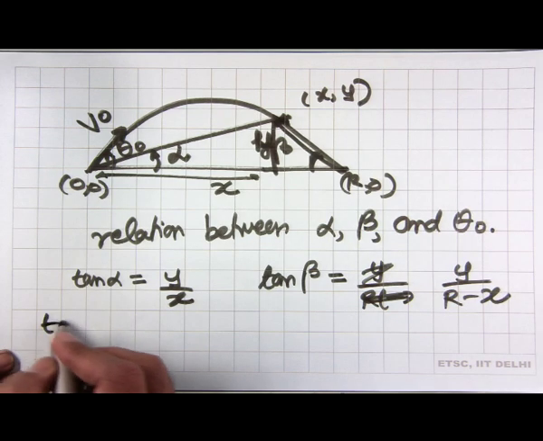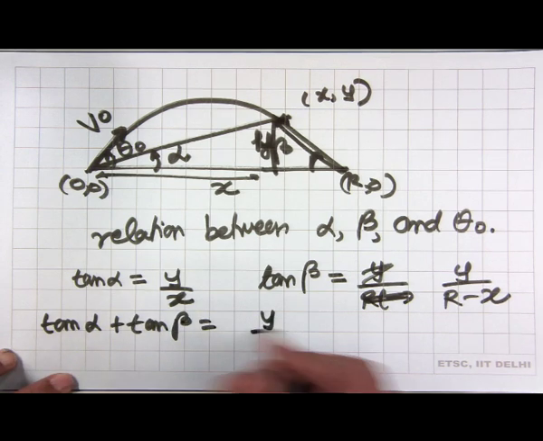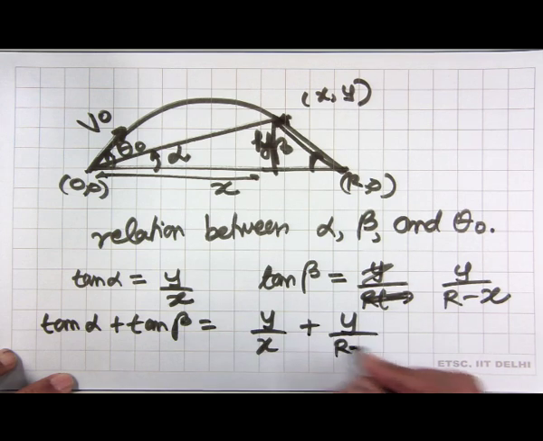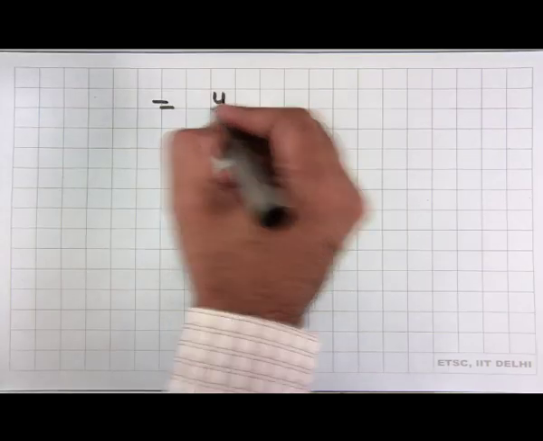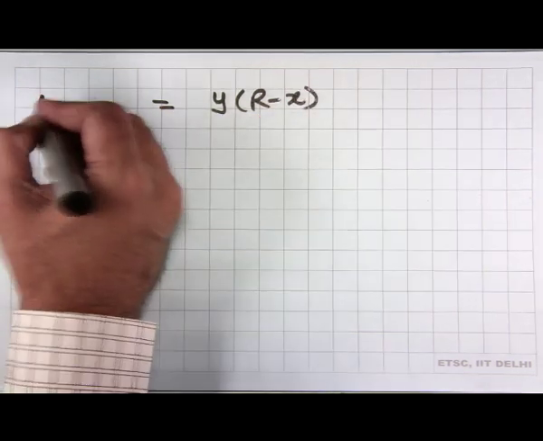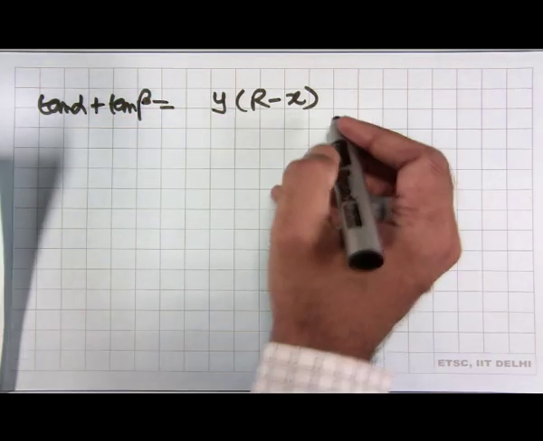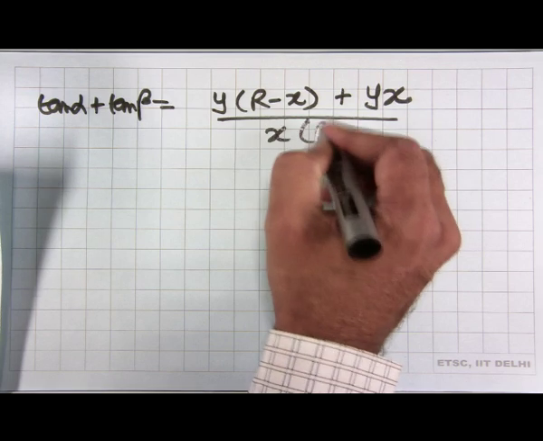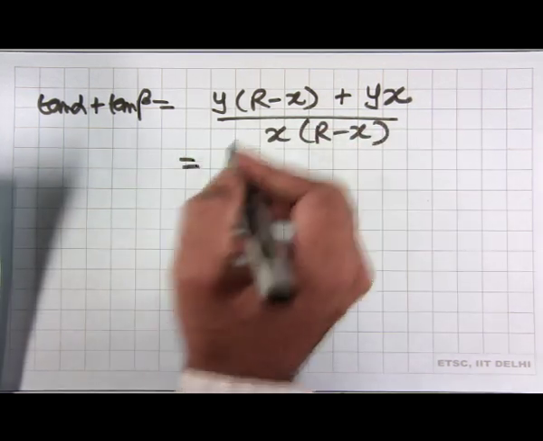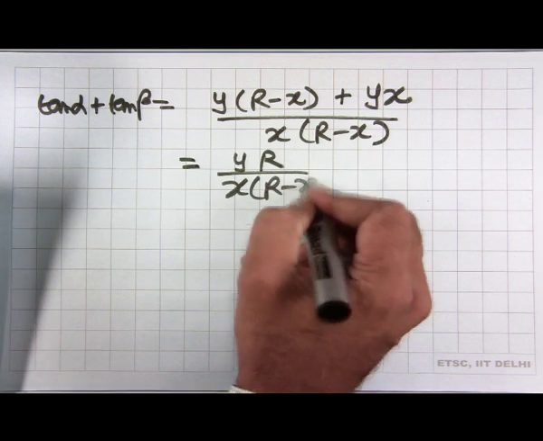If we add the two, we will get tangent alpha plus tangent beta is equal to y by x plus y divided by r minus x, and when we work this out, this is equal to y times r minus x plus y times x divided by x times r minus x. So, this will be equal to y times r divided by x times r minus x.